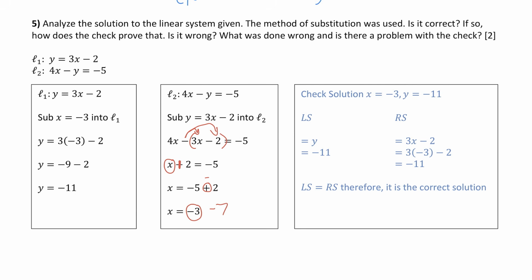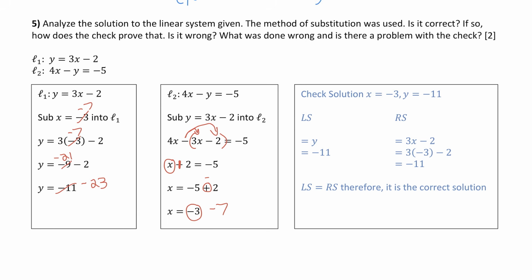And then after they solved x is negative 3, it says they subbed x equals negative 3 back into line 1. And it looks like they did that properly, getting negative 9 minus 2, which is negative 11. But they should have actually subbed in negative 7. So it would be 3 times negative 7, which is negative 21, minus 2, which is negative 23. So I've corrected this for them. The correct solution is actually negative 7, negative 23.